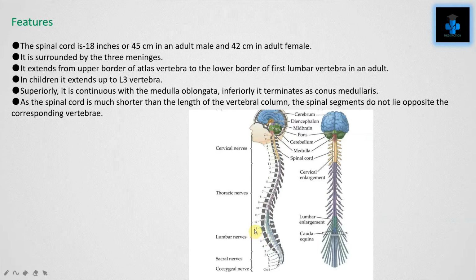Superiorly, it is continuous with the medulla oblongata. Inferiorly, it terminates as conus medullaris. As the spinal cord is much shorter than the length of the vertebral column, the spinal segments do not lie opposite the corresponding vertebra.